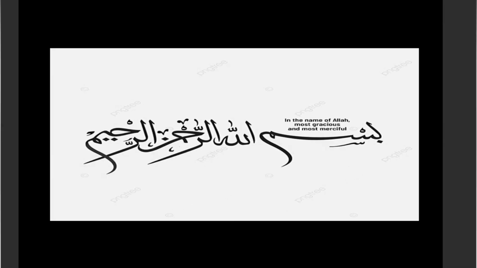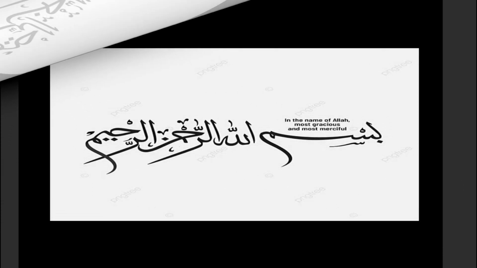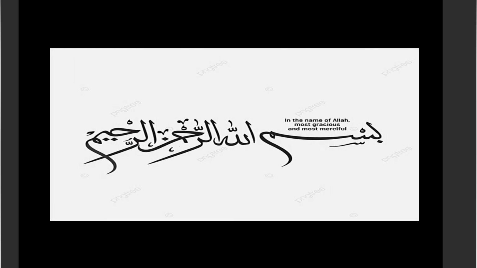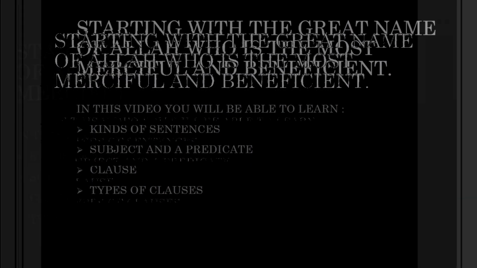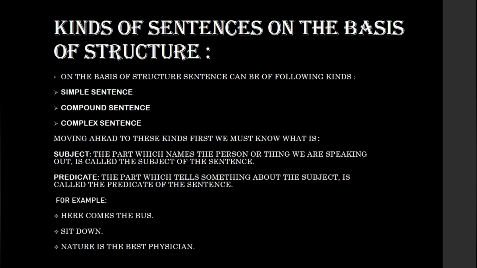So today we are going to start our English 1 course, that is the basics of our grammar. In the previous lecture we studied introduction to linguistics, skills for linguistics, introduction to grammar, and what is a sentence and different kinds of sentences on the basis of function. In today's lecture, we will start kinds of sentences on the basis of structure, then what is a subject and a predicate, what is a clause and different types of clauses. Let us begin today's lecture.